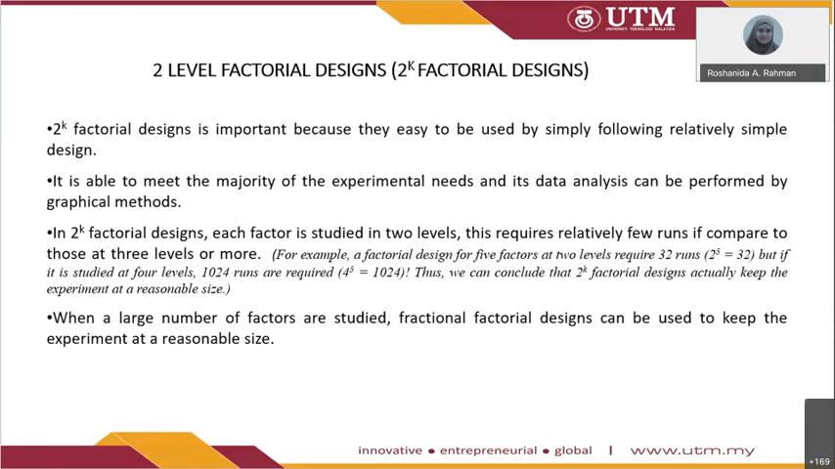But if you run a 2-level factorial design with those 3 factors, you have 2 power of 3, only 8 runs. Just imagine, only 8 runs. That's why we say that we can keep our experimental numbers at a reasonable size. Okay?